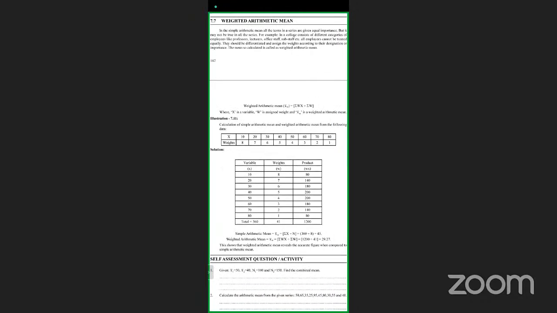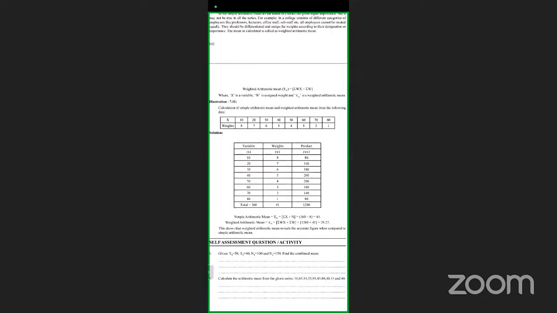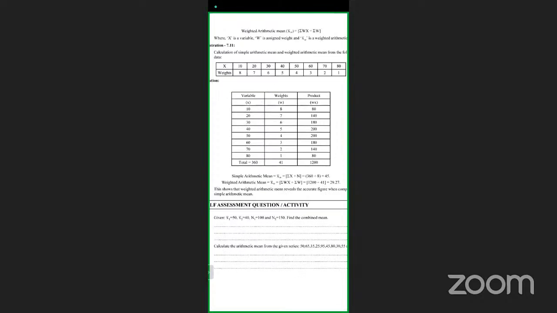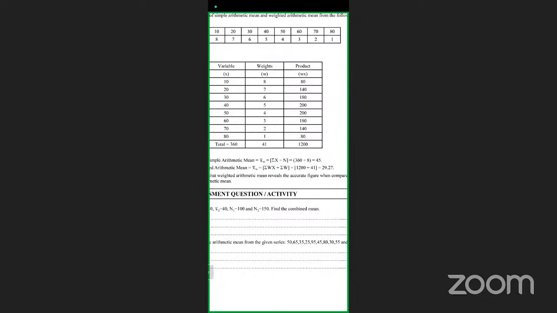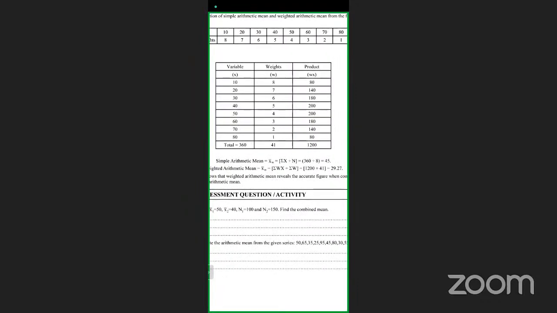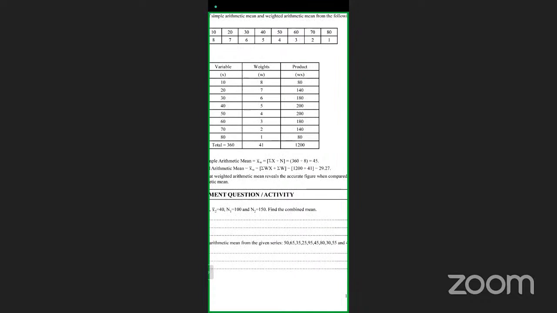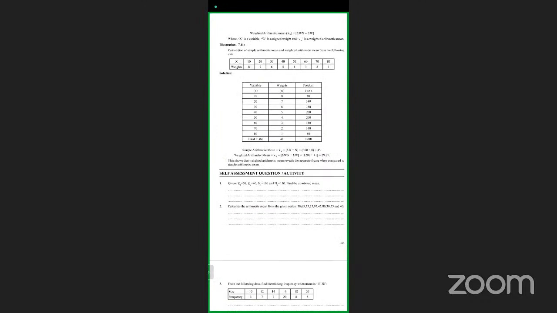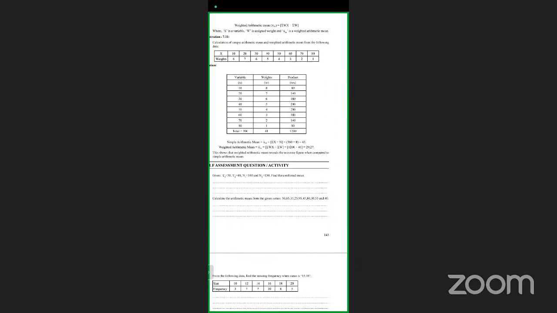Now here, calculate the simple arithmetic mean and weighted arithmetic mean for the following. Simple arithmetic mean, we know that is sum of x divided by n. Weighted arithmetic mean, see the second line: sum of Wx divided by sum of W. Here it is 1200, Wx, W into x, variable into 80. Again, we need to take the weights. 1200 divided by 4. Right? So the weighted arithmetic mean reveals the accurate figure.